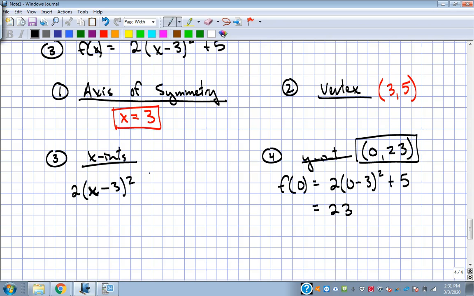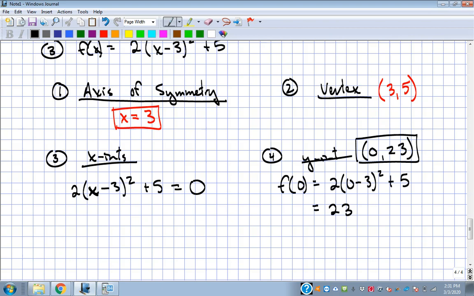So we got 2 parentheses x minus 3 squared plus 5. And to find an x-intercept, we take the problem and set it equal to 0 every time, no matter what kind of problem we're dealing with. Later on, we get into bigger problems. Once x-intercept, set the thing equal to 0. And that's how you get an x-intercept.